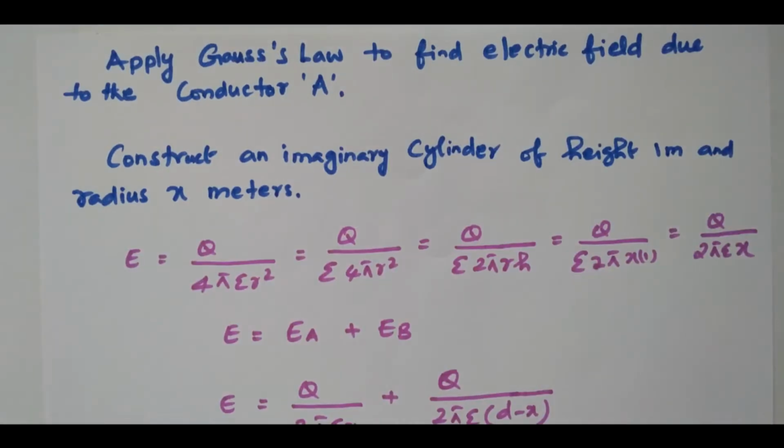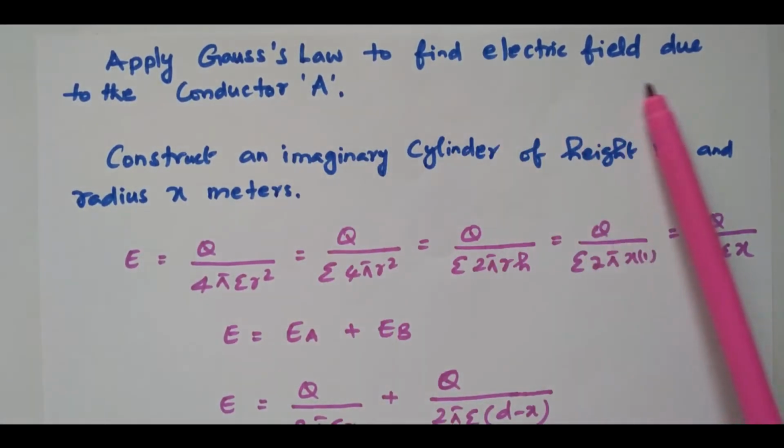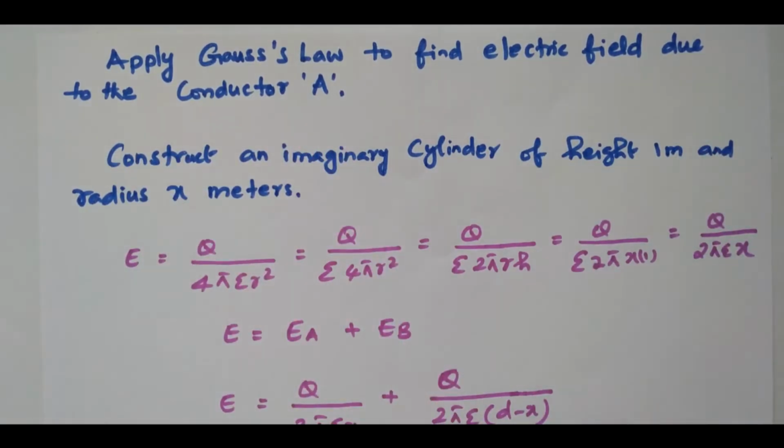Now we will apply Gauss law to find the electric field intensity due to conductor A. By using Gauss law, we will find it. So we have an imaginary cylindrical surface with height 1 meter and radius x meter. We consider one imaginary cylindrical surface.